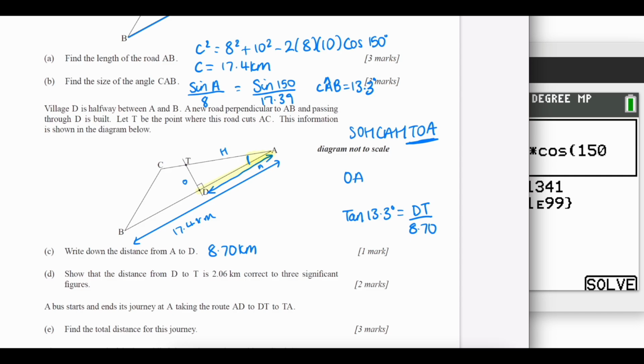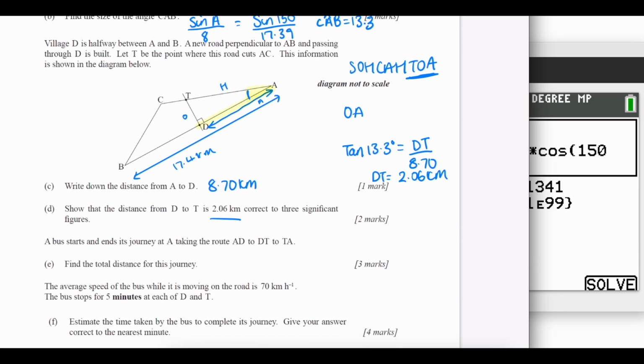And if you had done one of the previous answers wrong, so B or C, you would still get method marks for using this same method. And again, I can type that into the numeric solver, and I find that the length of DT is 2.06 kilometers, which is good because they tell us to show that that's true.